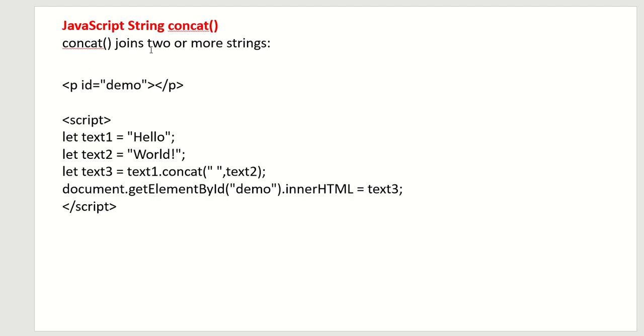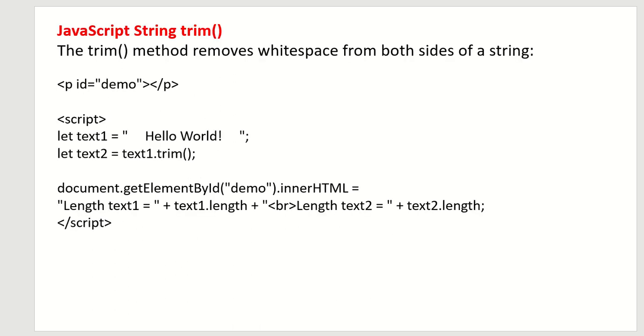Concatenate is obviously joining two or more strings. So we can have text1 equal to something, text2 equal to something, and text3 equal to text1 dot concat. We want to concatenate with a space also, so in concat, double quotation with a space, and comma text2. So it will concatenate text1, text2, and the result will get stored in text3.